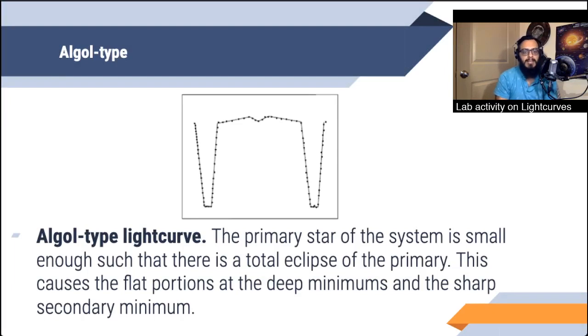The algol type light curve, here we have the primary star of a system is small enough that there is a total eclipse of the primary. This causes flat portions at the deep minimums and the sharp secondary minimum. Right, so there are two dips. One is really big and the other is very small.